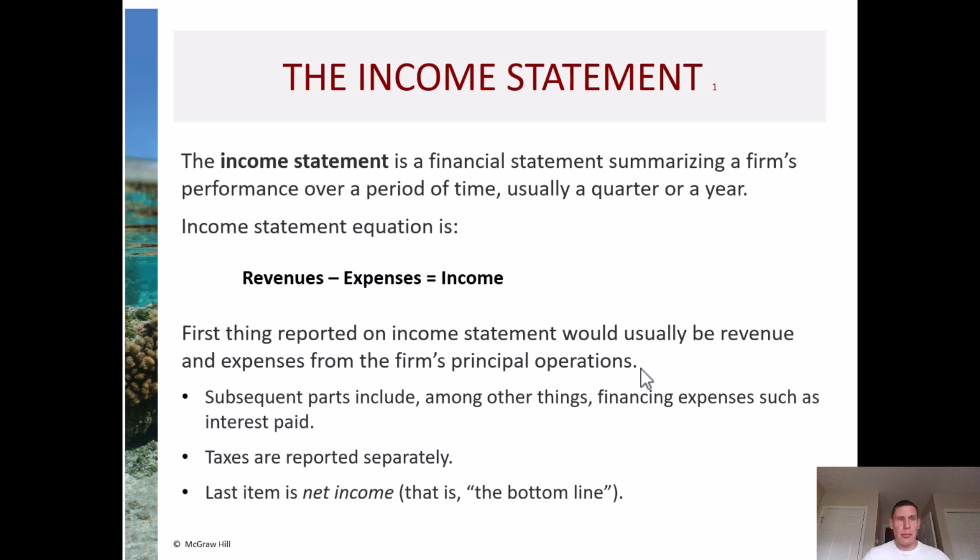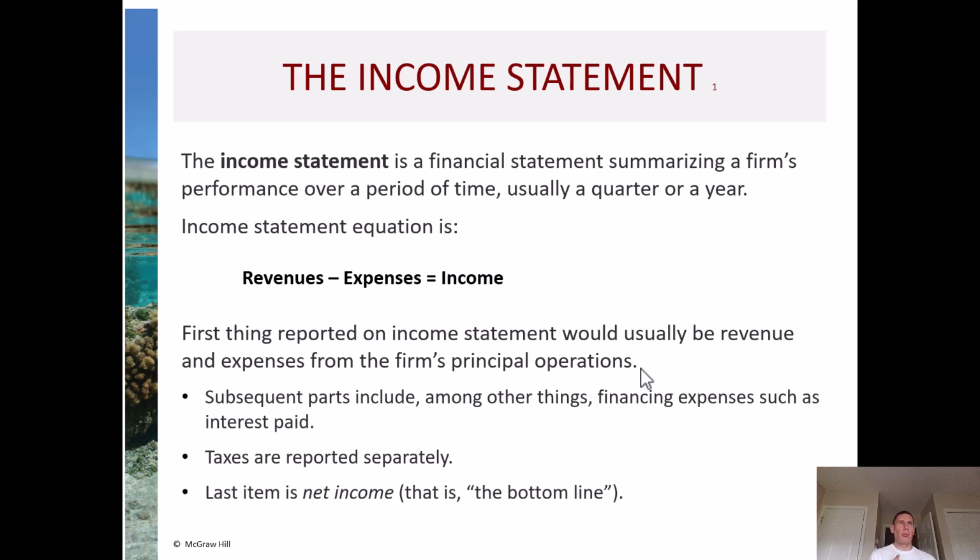Let's talk a little bit about the income statements. This is sometimes also called the profit and loss, or P&L. The income statement is a financial statement summarizing a firm's performance over a period of time, usually a quarter or a year. Could also be a month. The income statement equation is simply revenues minus expenses equals income. The first thing reported would typically be revenue, which is, as the economists would say, P times Q, price times quantity, and of course expenses from the firm's principal operations.